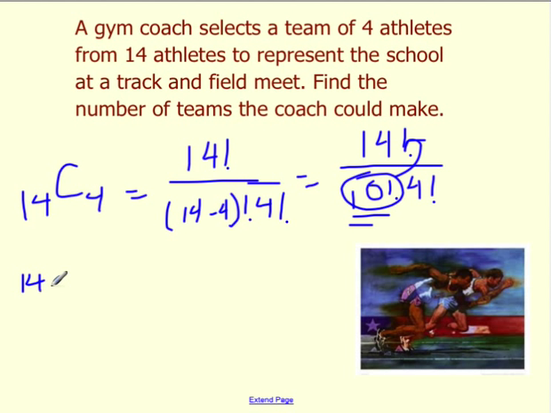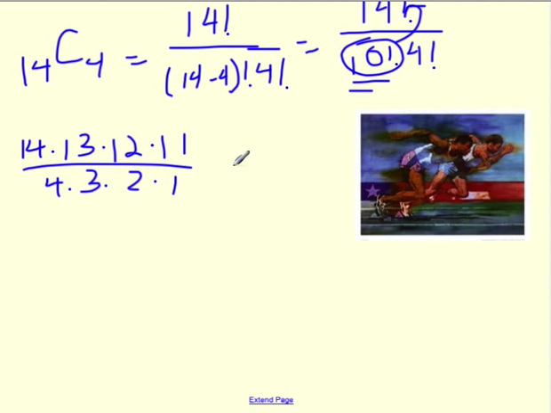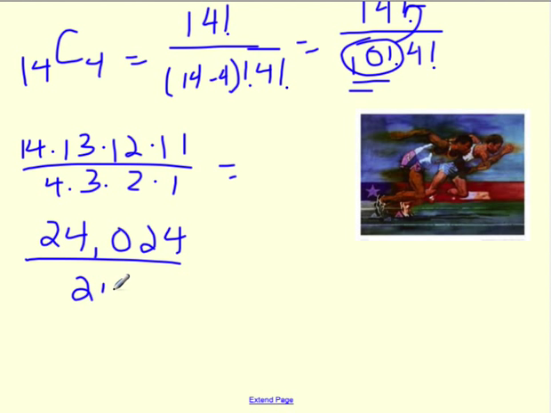So left up top, we have 14 times 13 times 12 times 11. And then on the bottom, we have 4 times 3 times 2 times 1. So then we're going to multiply out the top. 14 times 13 times 12 times 11 is going to give us 24,024. And then we have 4 times 3 times 2 times 1, and that's going to multiply to 24. So now we're going to take 24,024 and divide it by 24. And when you do that, you get 1,001 ways.